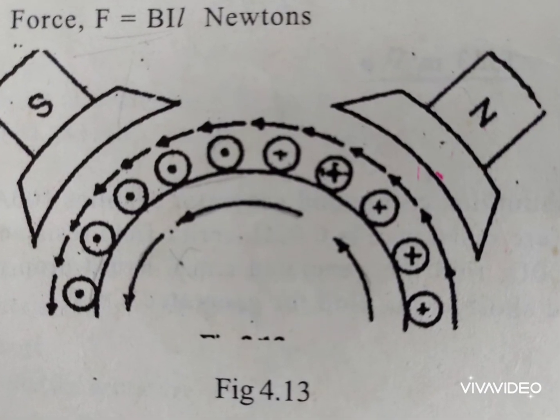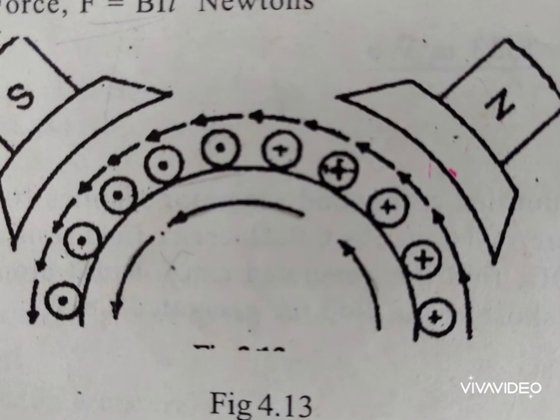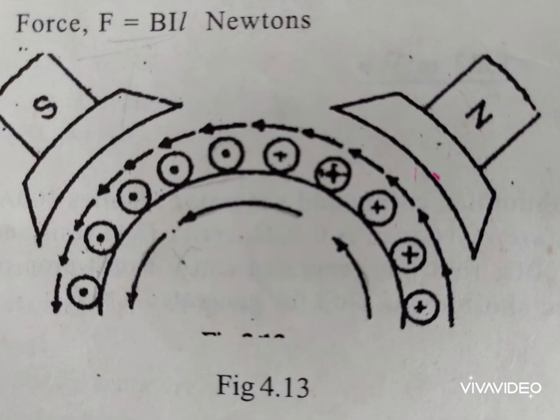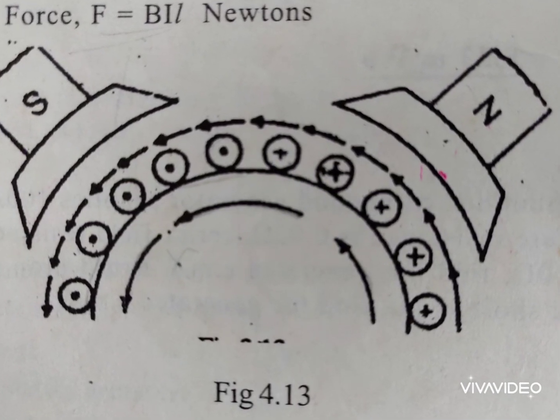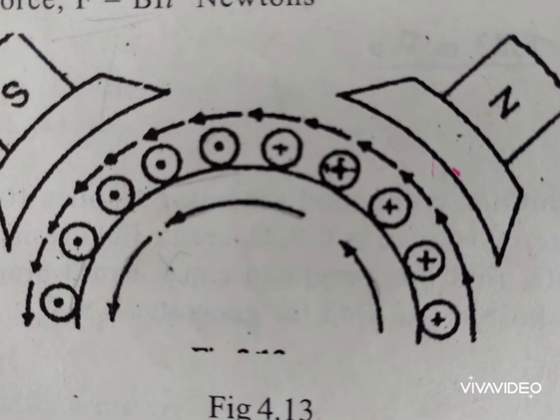By applying Fleming's left hand rule, the conductor experiences a force which tends to rotate the armature in the anti-clockwise direction, positive to negative. These forces collectively produce a driving torque which sets the armature to rotate.